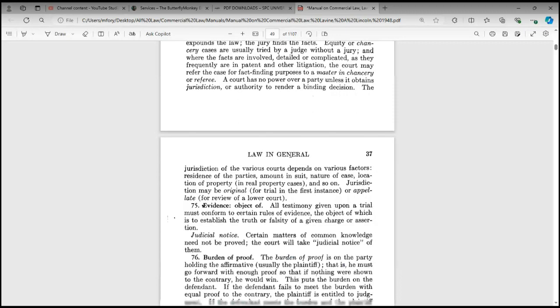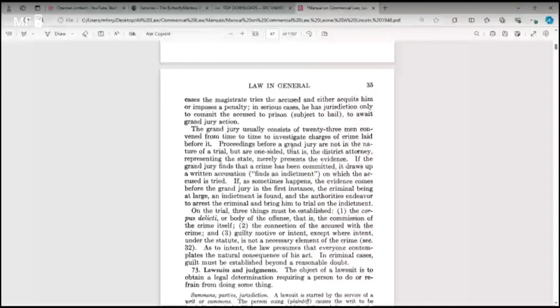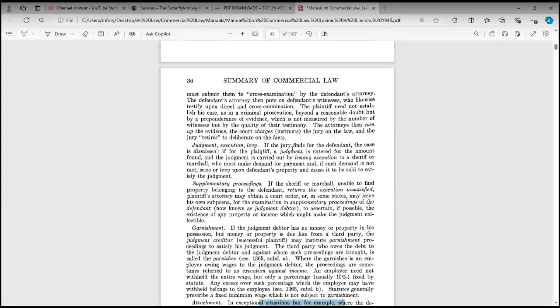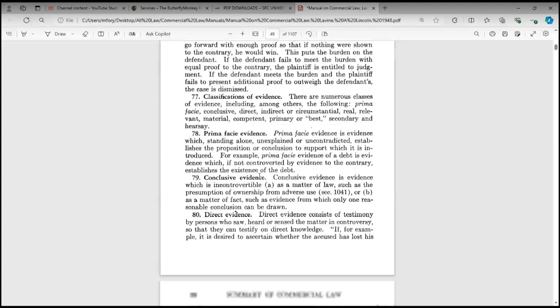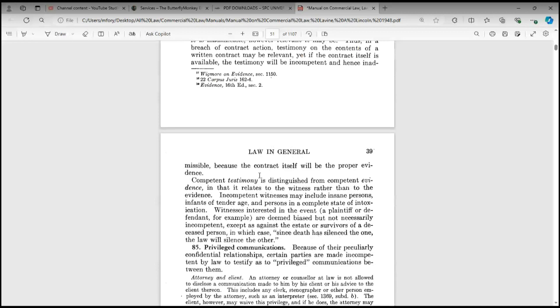I thought there's a section here for liens. I thought one of these sections coming up was liens. I don't know.